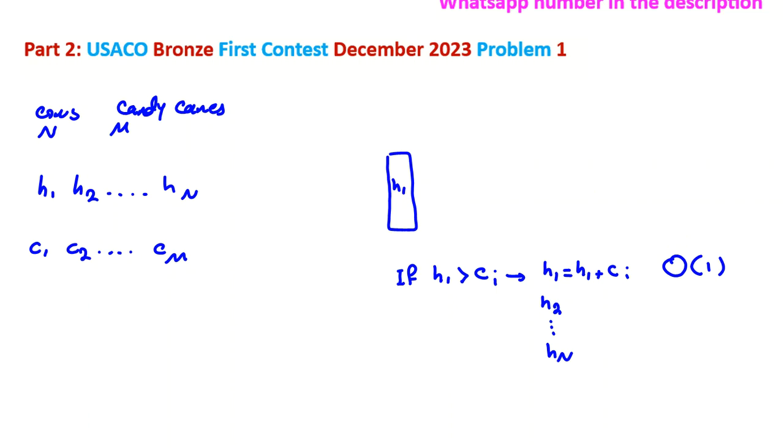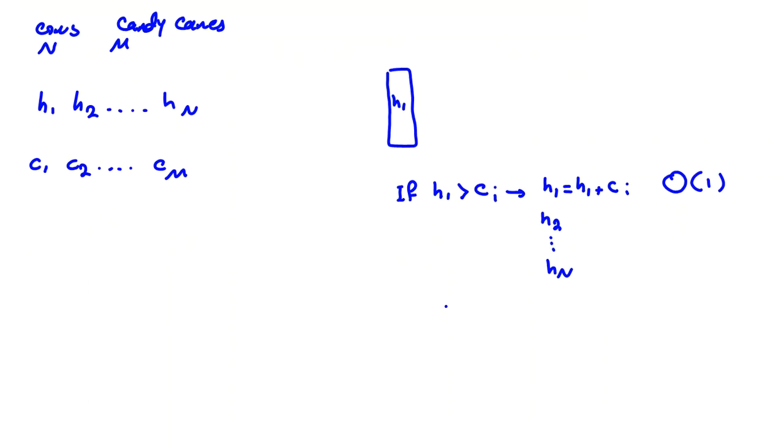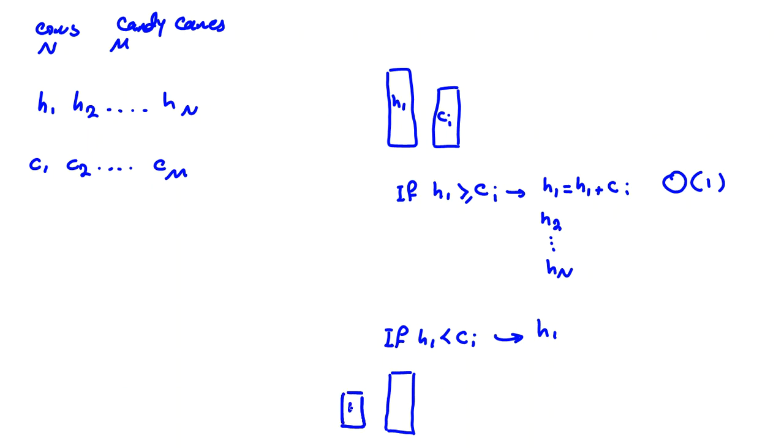Okay. Now let's consider the case that h1, here we can also say h1 greater than or equal to c1. If h1 is less than ci in a step, then what happens? h1 will be what? In this part, ci was something like this. In this one, h1, for example, is this one, and ci will be this one. So h1 will be h1 plus h1. So it will be 2h1.